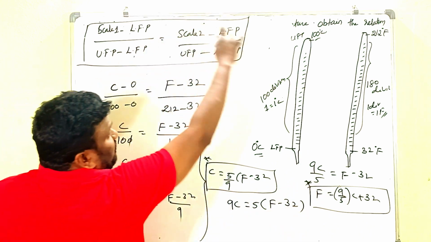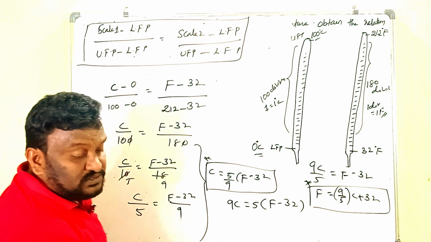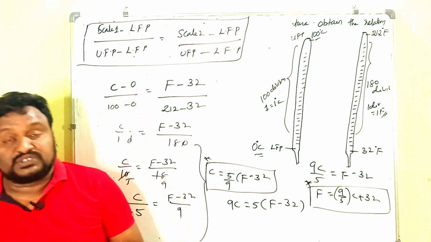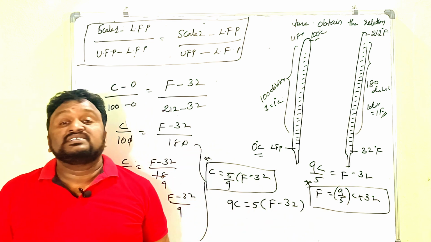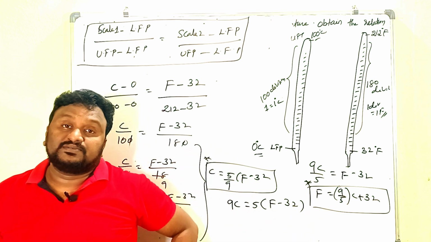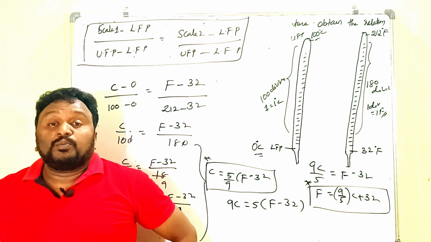So this is the information, children. It is a very short answer question, a 4 marks question: the relation between the Celsius and Fahrenheit scales. Children, I hope you understand.